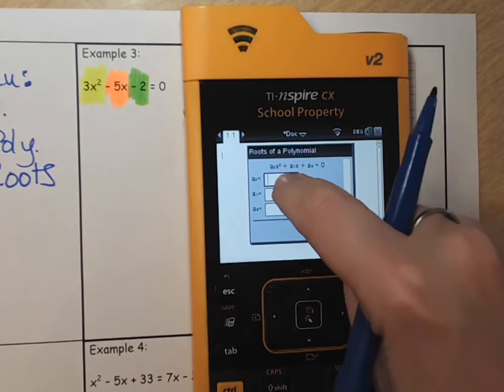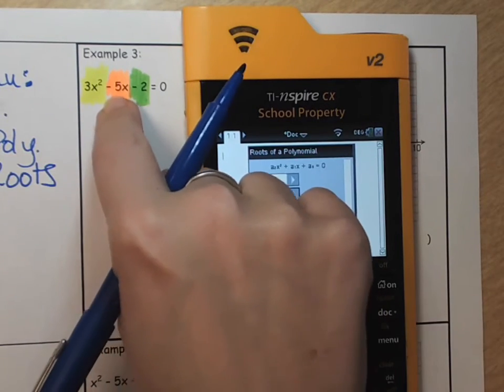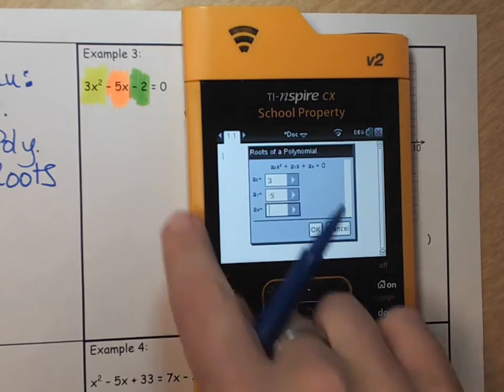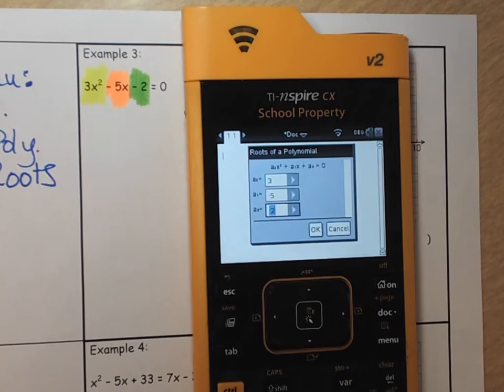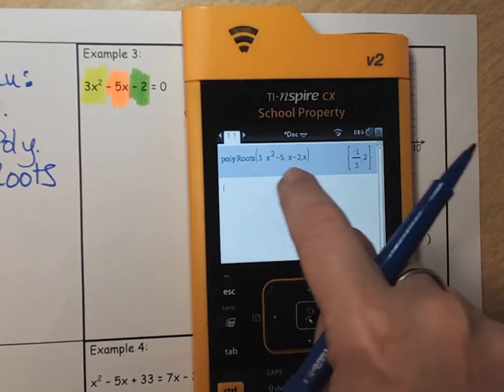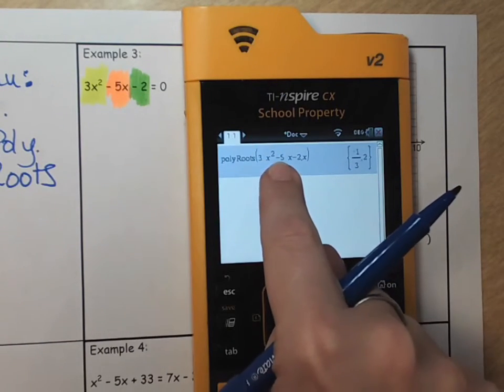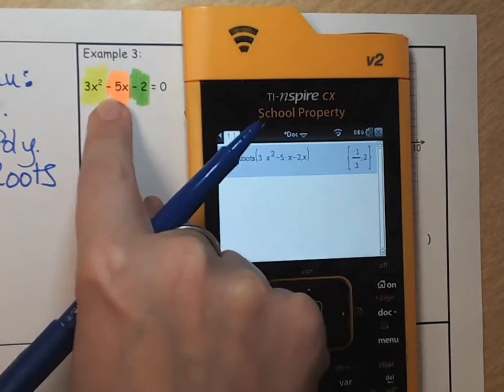And type them in. 3 is right here. That's my A value. Negative 5 is my B value. And negative 2 is my C value. When you push enter, make sure you compare what you have here and what you have on your paper. You can check what's in the parenthesis in here to make sure they are the same.